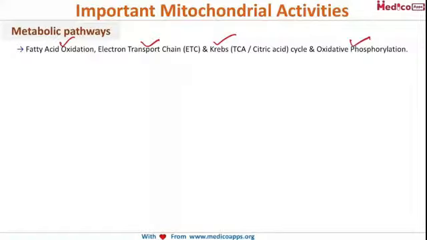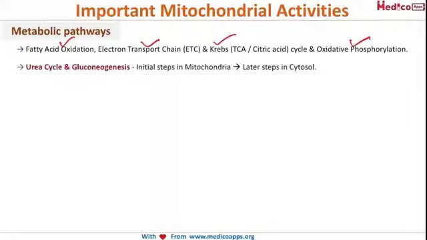Now another important point: there are two pathways for which the initial steps occur in the mitochondria and the later steps occur in the cytoplasm. These are the urea cycle and gluconeogenesis. So part of it occurs in mitochondria and a part of it occurs in the cytoplasm, right?